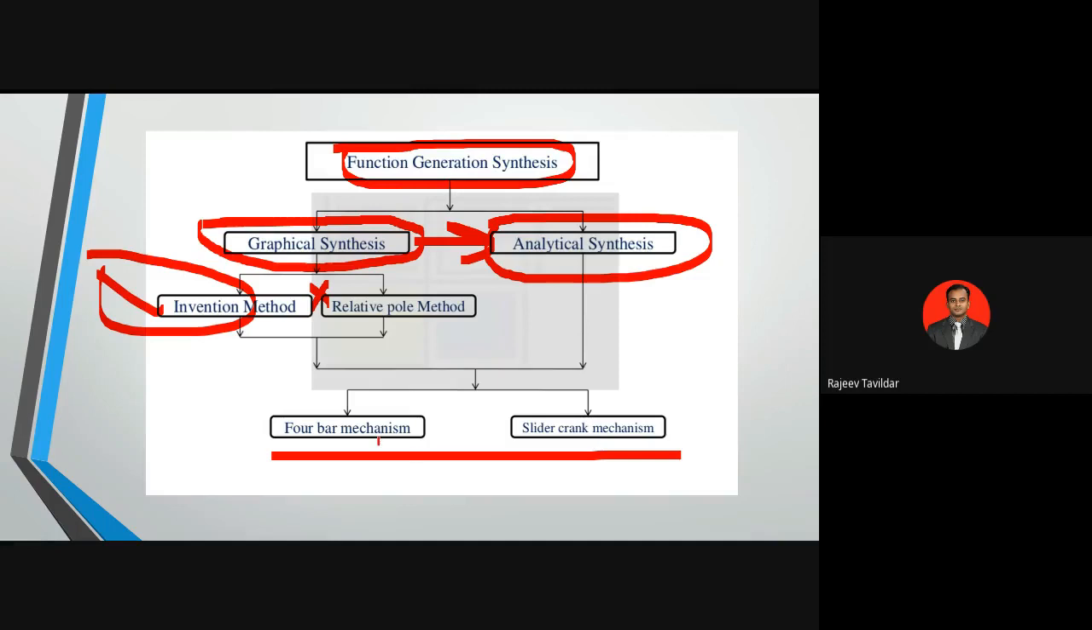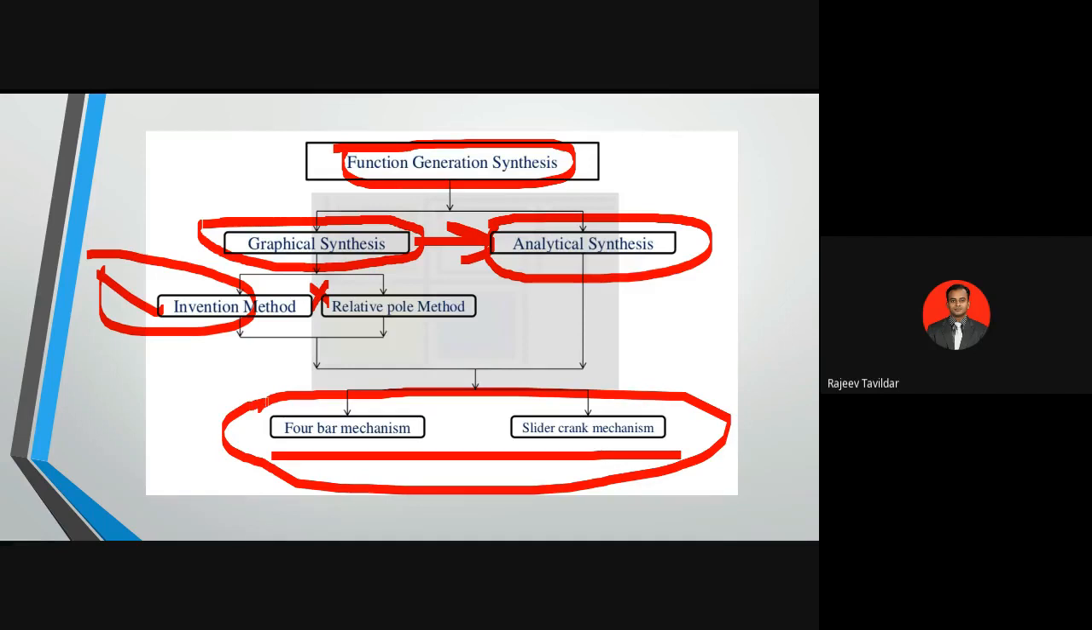Okay, so as I said, the type synthesis, that is which type of mechanism you are supposed to use, and number synthesis, that is the number of links, everything is already decided over here. We need not worry about type and number synthesis. We are only concerned about the dimension synthesis. So this is the overall picture of this particular subject which we are going to start now. If you have any doubts, please let me know.